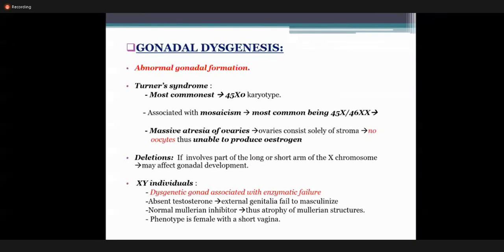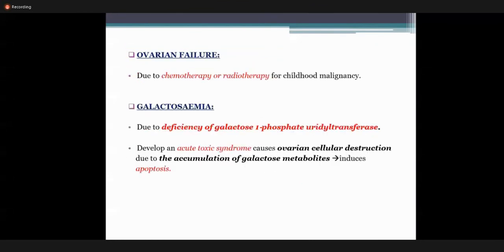Then gonadal dysgenesis, in which the ovaries are abnormal, and then there will be ovarian failure. They may be secondary to chemotherapy or radiotherapy for childhood malignancy. They may be acquired because of certain autoantibodies production. Certain enzymatic deficiencies like galactosemia will also result in ovarian cellular destruction and cause ovarian failure.